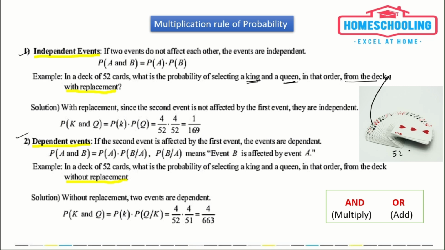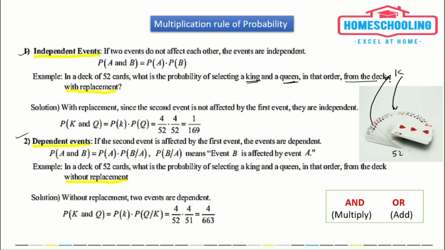So now after finding the probability of king, we will be left with 51 cards only. But here the question is given with replacement. So whatever king you have taken out while finding the probability of king first, you put that card back again. So when you put that card back with replacement, the total number of cards will still remain 52. So the next time when we find the probability of queen, the total number of cards will still be 52.